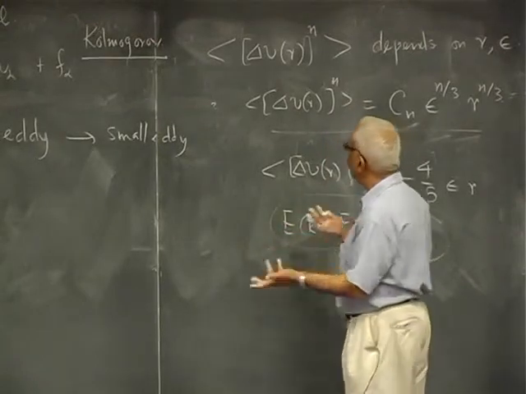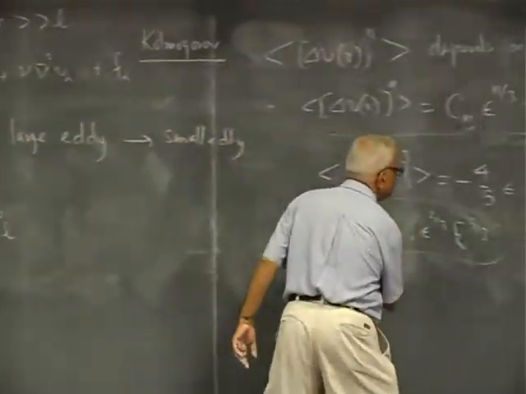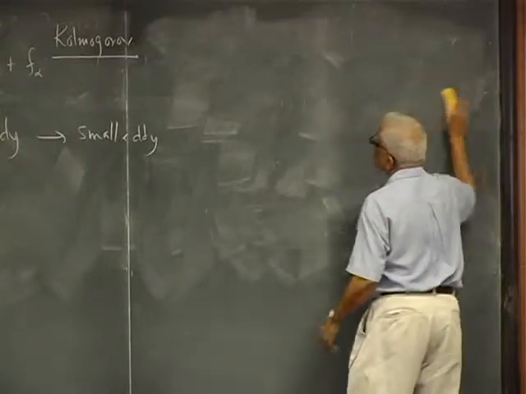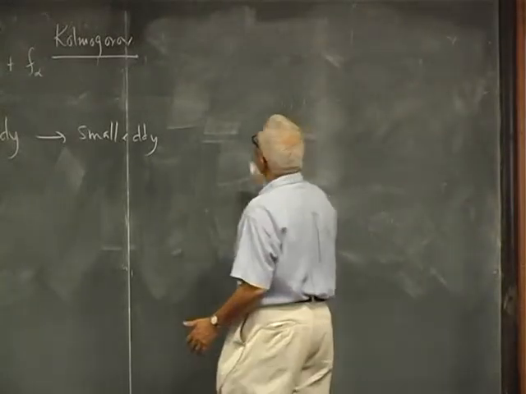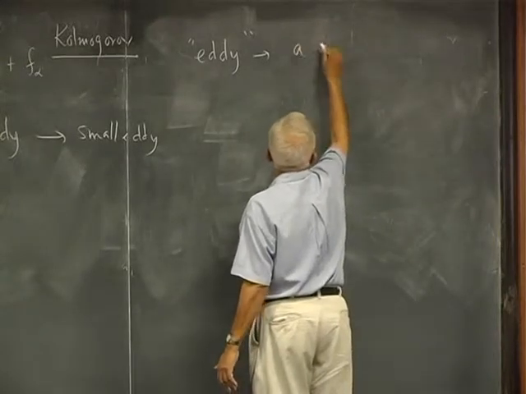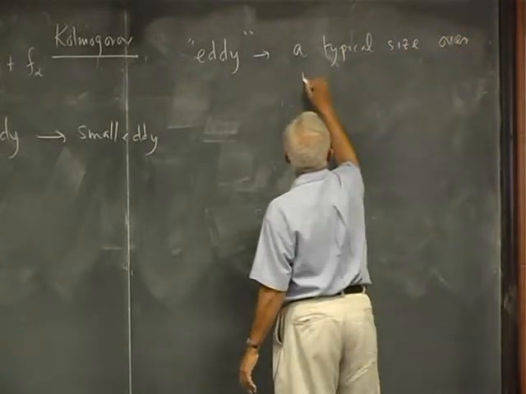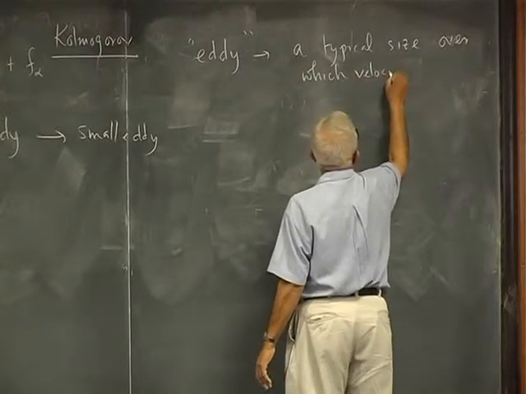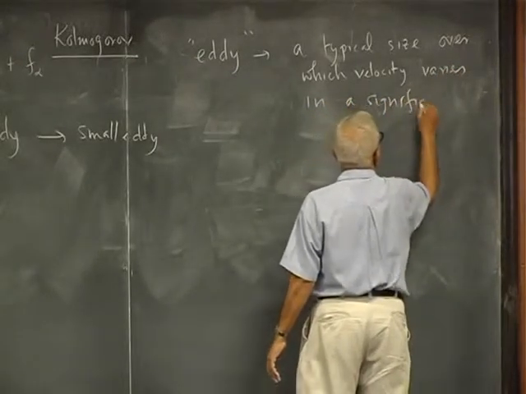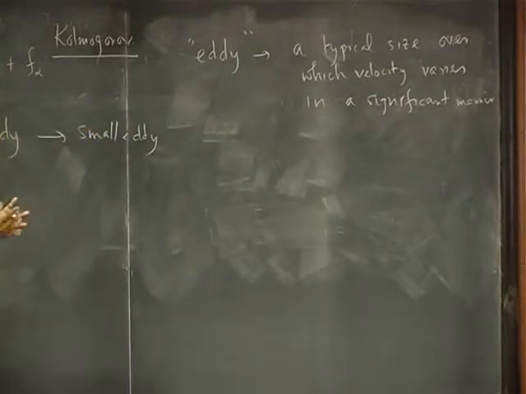But then what in the world is an eddy? While it sounds much better than going from large length scales to small length scales, there has to be some meaning behind these qualitative words. So eddy, if you see Landau-Lifshitz, is defined as a typical size over which velocity varies in a significant manner. So it's the size of a blob.